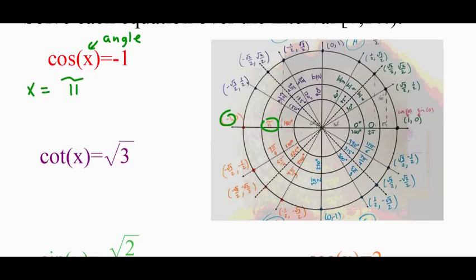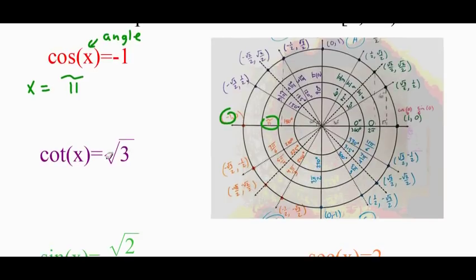Let's try another one. I have cotangent of x equals square root of 3. Just a reminder that cotangent is the same thing as cosine over sine. So essentially I'm going to look for the trig functions where, when I take cosine divided by sine, it gives me positive square root of 3.